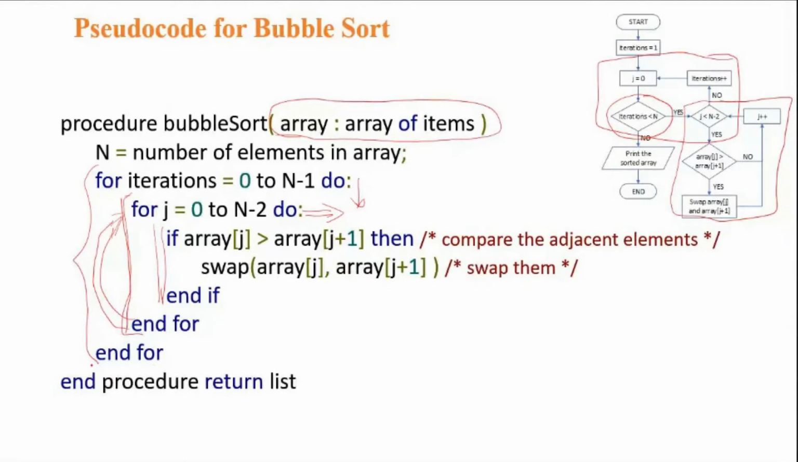Then finally we end the procedure. Then we have to return the list. Actually, not the list, it should be array. We have to return the array. So not end the procedure, return list, it is return array. So that is the pseudocode for bubble sort.